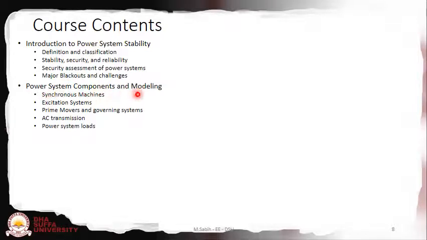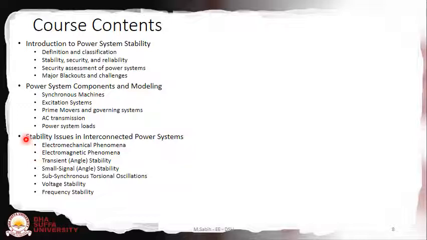The power system components and modeling will comprise the second part, in which we individually see what kind of models are usable: synchronous machines, what are the models for the excitation systems, the prime movers, governing systems, how the AC transmission can be modeled and used for the stability studies, and the power system loads. So the first part will discuss the basic stability definitions and related topics. The second part is about the power system components and their useful modeling techniques.